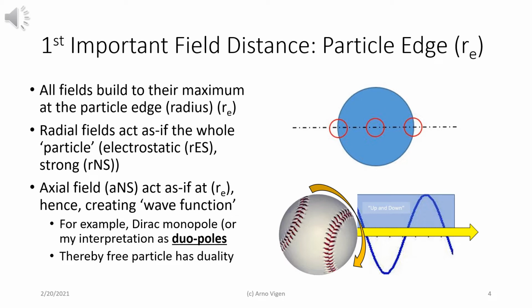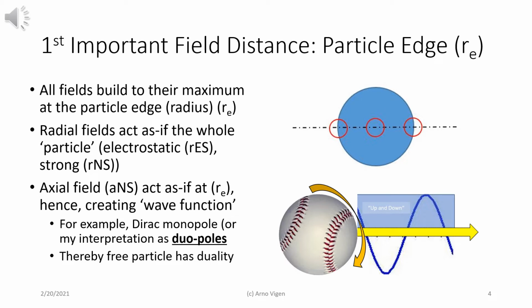Those include radial electrostatic, with symbol R, capital ES, and radial nucleostatic, with symbol R, capital NS, which I think relates to the strong nuclear force. That nuclear is why I call it nucleostatic. That leaves the weak nuclear force, my axial nucleostatic field, which is towards the axis. To me, that has the math of Dirac monopoles, but with duopoles. Those act as if two fields spaced at the particle edge.